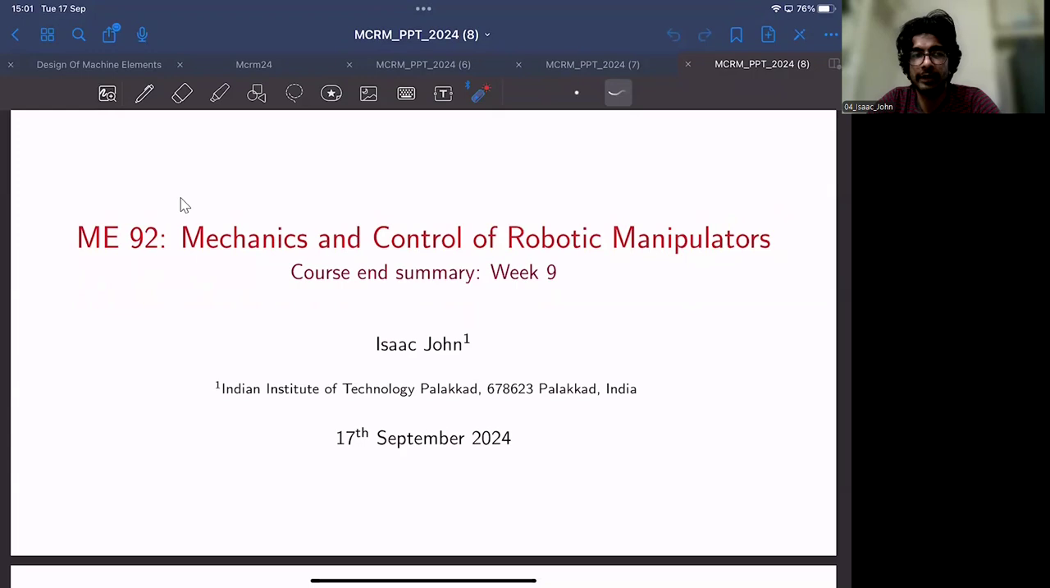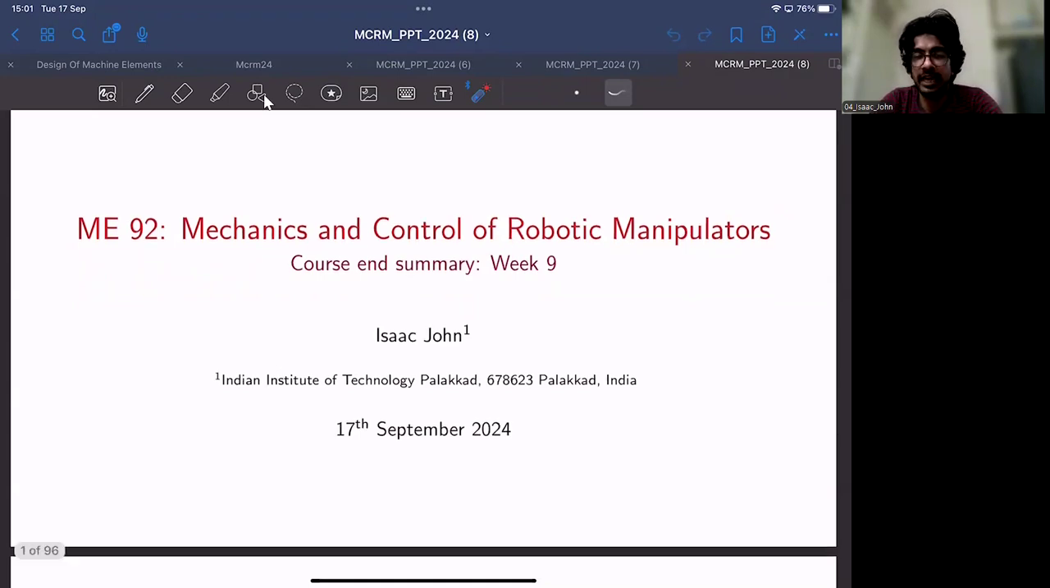So, welcome back to the final sessions on NME92, Mechanics and Control of Robotic Manipulators. On the previous Saturday, I believe it was a couple of days ago, we covered the final session-based topics of the course. Last week we were mostly discussing the design of a cascaded control.